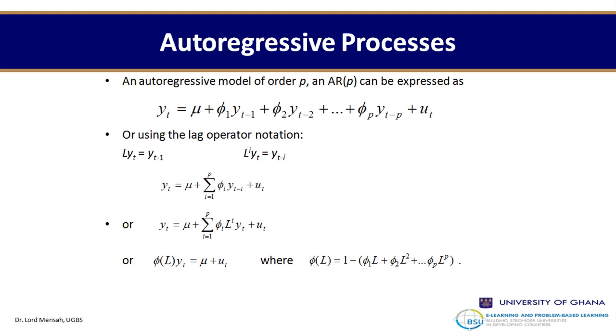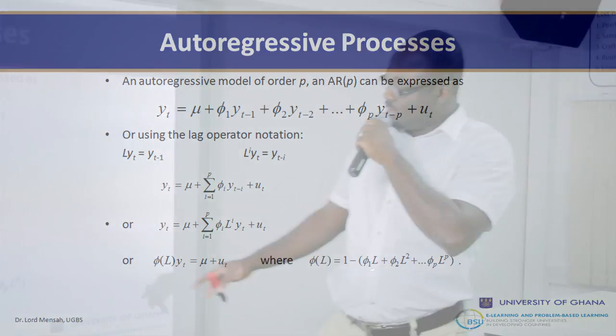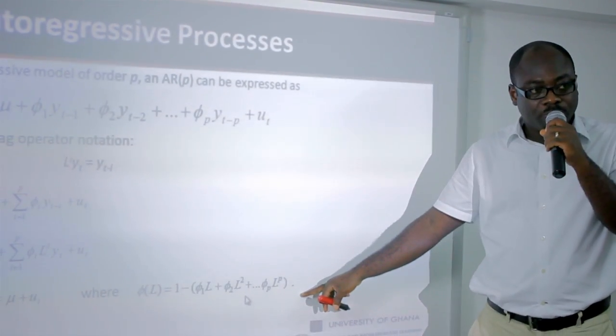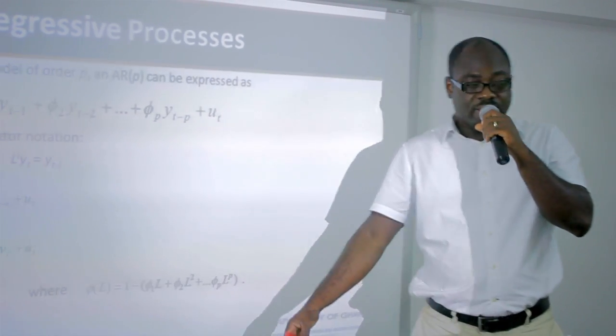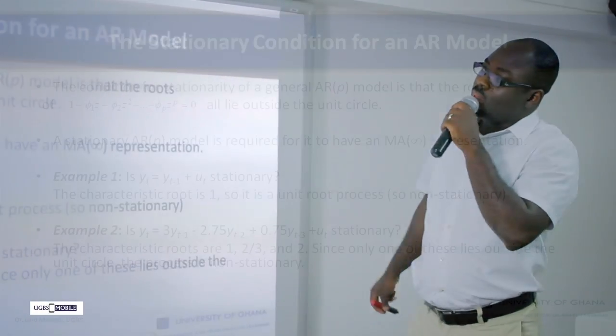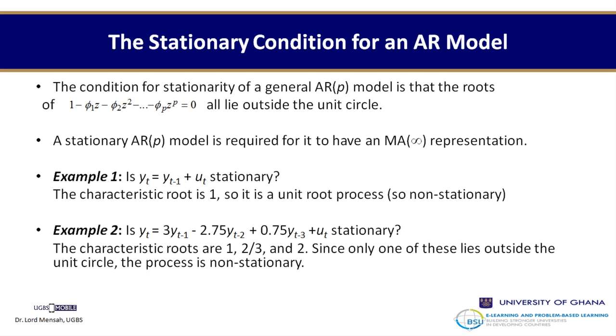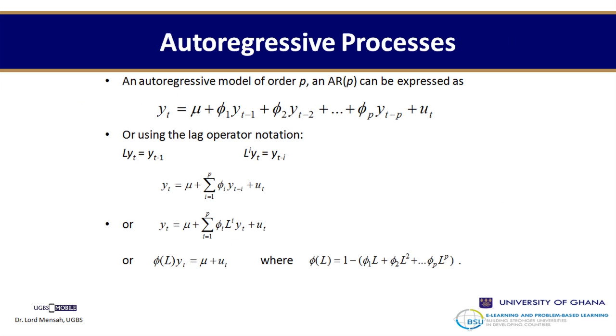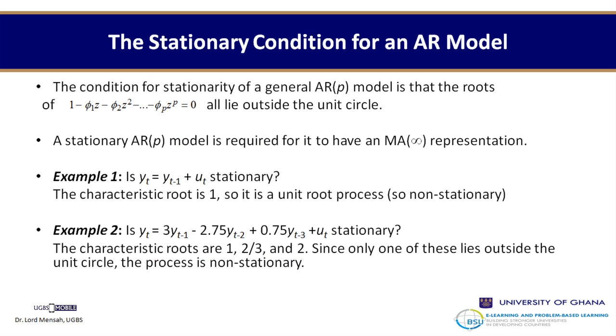If the series has a unit root, then in that case it tells you that L has a value of 1. This looks more or less like a polynomial, so you can always solve for the root on the right-hand side. The condition for stationarity of any AR(p), that is the autoregressive model, is that the root of 1 minus phi 1 z, where z has been replaced with L in this equation, can be found.